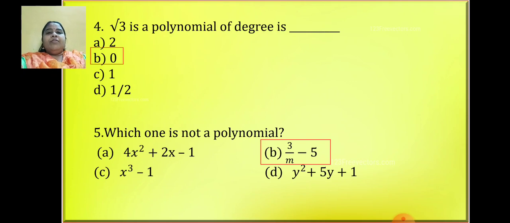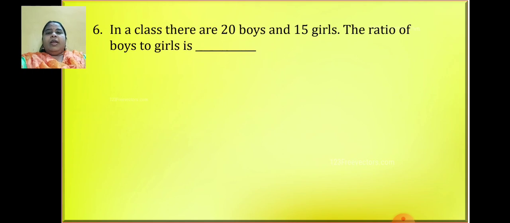It's just a format showing which type of questions can be asked based on the polynomials chapter. Since this chapter was only till 3.2 and we have covered nearly all of it, I am now going to include a few sums from the other chapters also. So this is from ratio.